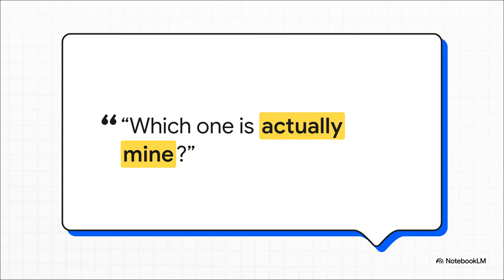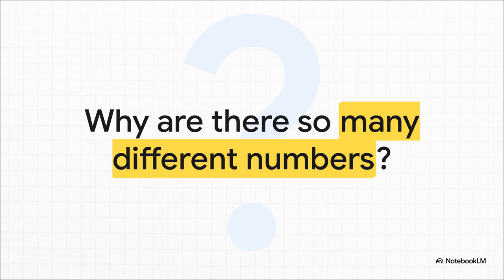Does this question sound familiar? You're looking at maybe 5 different dollar amounts: account value, cash value, benefit base, and you're just thinking, okay, but which one of these numbers is my money? It's the number one question people have, and for a really good reason. So why is it so complicated?